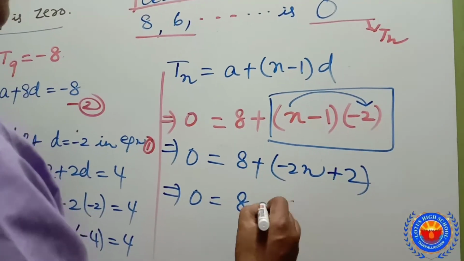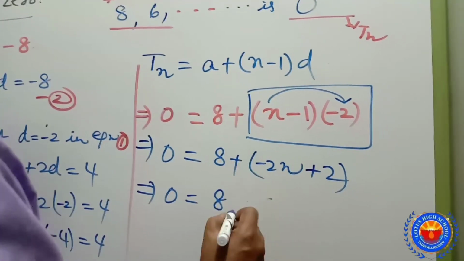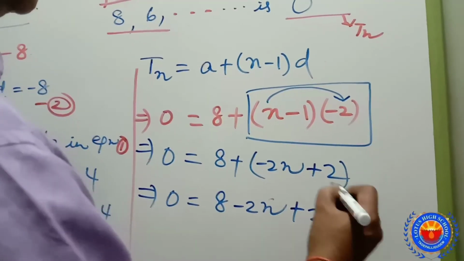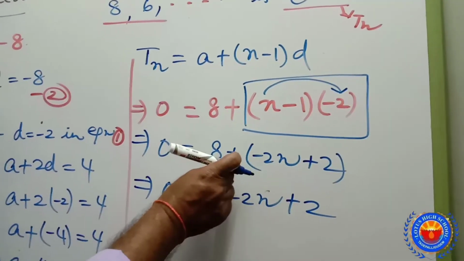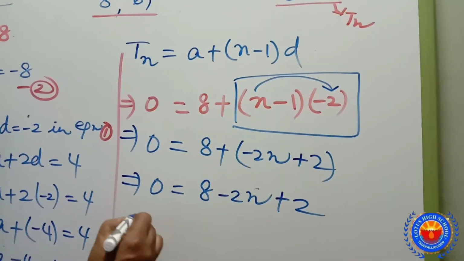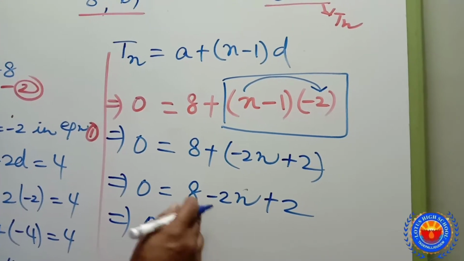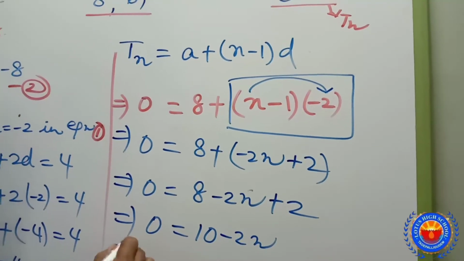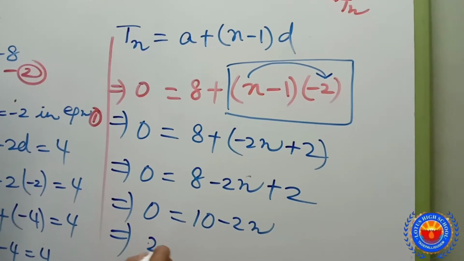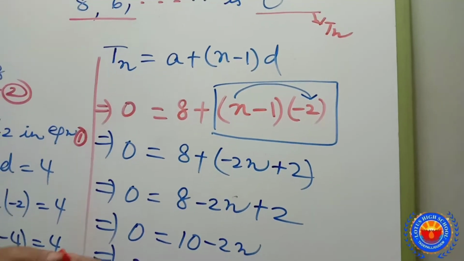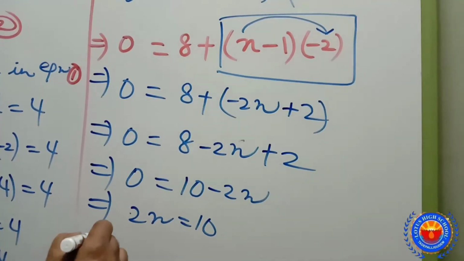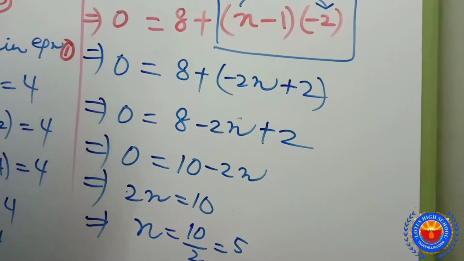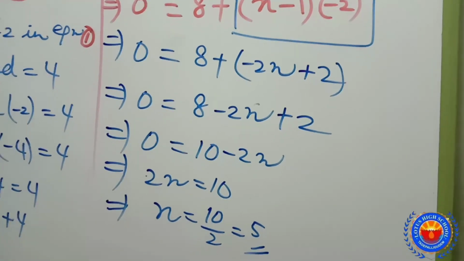Just remove the brackets: 8. Because of this plus, there is no change, so as it is I have written minus 2n plus 2. So 0 is equal to 8 plus 2, 10, minus 2n. That implies 10 minus 2n is equal to 0, that is nothing but 2n is equal to 10. n is equal to 10 by 2, which is 5.